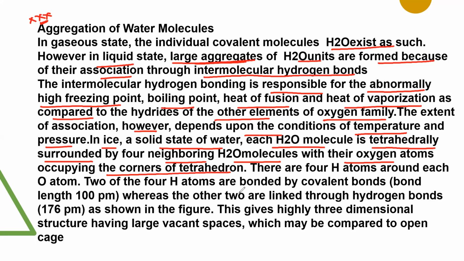So there are four hydrogen atoms around each oxygen atom. Two of the four hydrogen atoms are bonded by covalent bonds. In ice, we are discussing about ice, the bond length is 100 picometers, whereas the other two are linked by hydrogen bonds of 176 picometers, as shown in the figure. This gives a highly three-dimensional structure having large vacant spaces which may be compared to an open cage.